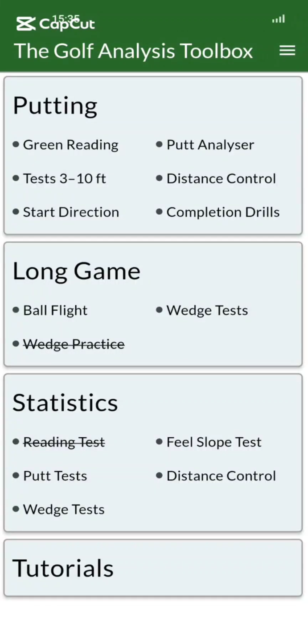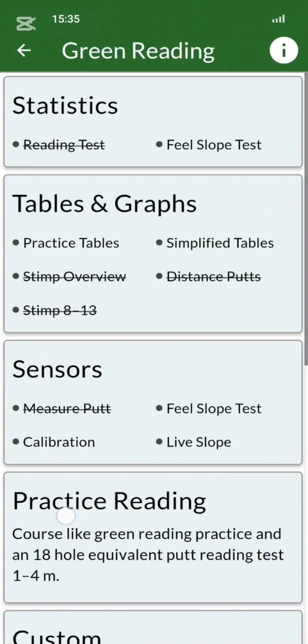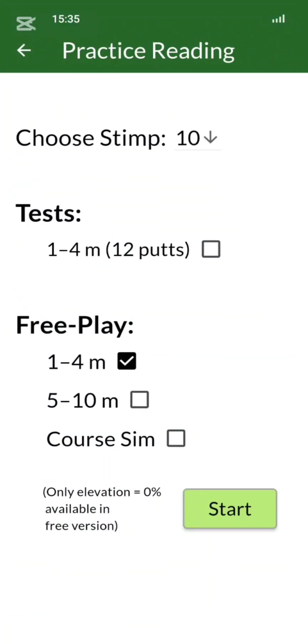In this video, we'll do a couple of example reads from the practice reading page. So we're going to putting, then green reading, and here we practice reading. You can either do a standardized test with 12 putts. You can see your progression in time per read, and there's also a point system where you can track your high score. You can then practice 1 to 4 meter putts, 5 to 10 meter putts, and at the very bottom there's something called core sim, which is there if you want to challenge yourself. With that said, we can press start.